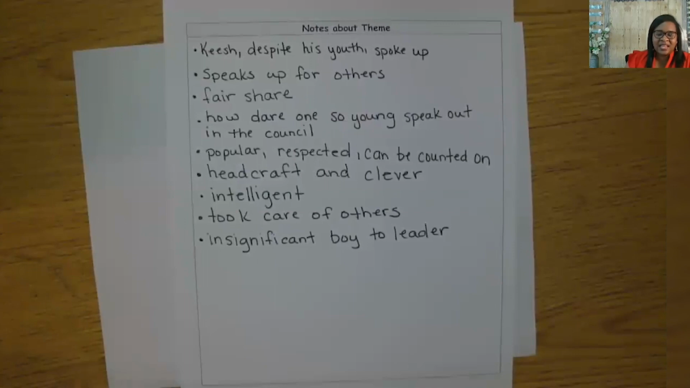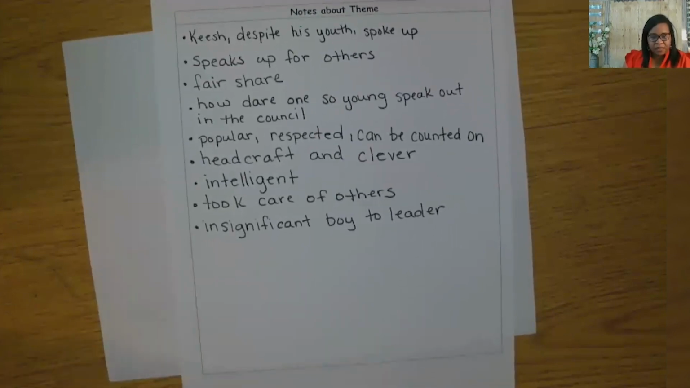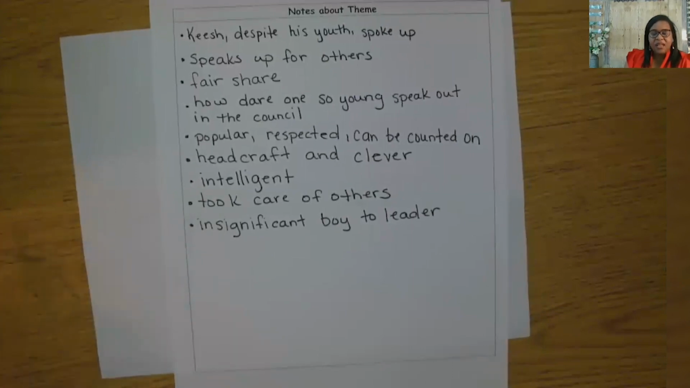Are you noticing any connections between the notes? I sure am. I think I want to start from the bottom of the paper because I feel like the author really kept emphasizing Keesh's age. Besides insignificant boy to leader, what other notes are connected to age? I see two. Did you find them? The others are Keesh, despite his youth, spoke up, and how dare one so young speak out in the council? I'm going to star all three of those.